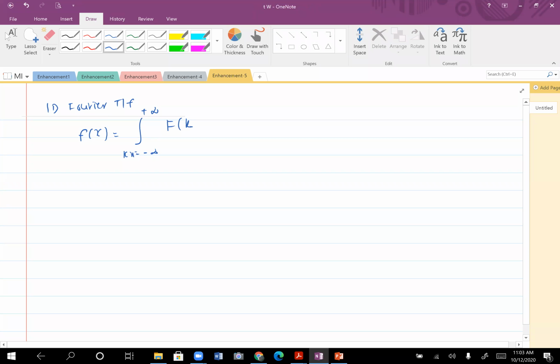F of kx is the kx ky space we are writing. So we are writing it as f of kx into exponential of j times 2 pi kx into x and integrating with respect to dkx, right? That was the synthesis equation.